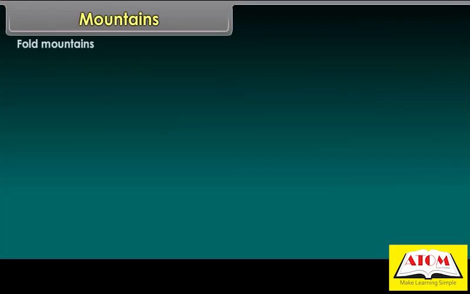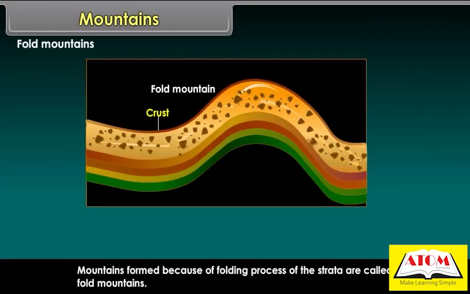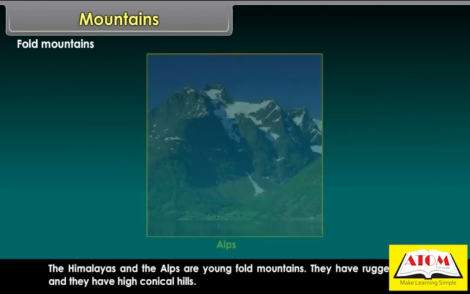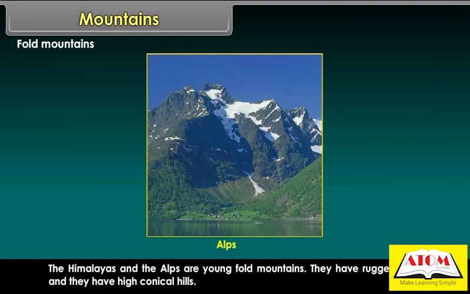Fold mountains. Mountains formed because of folding process of the strata are called fold mountains. The Himalayas and the Alps are young fold mountains. They have rugged relief and they have high conical hills.